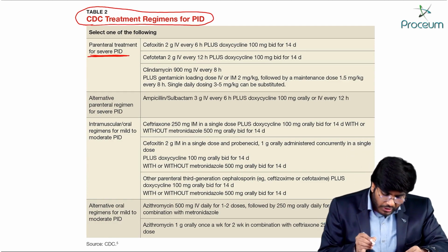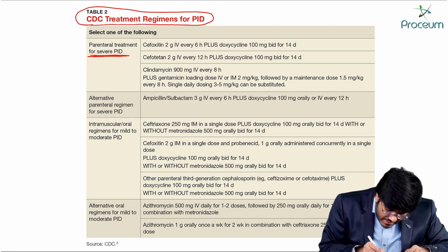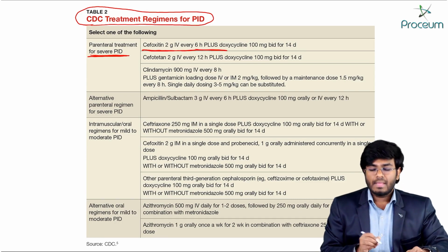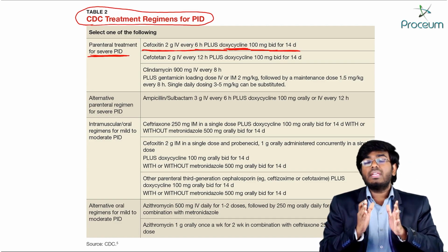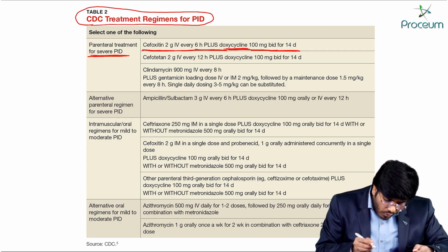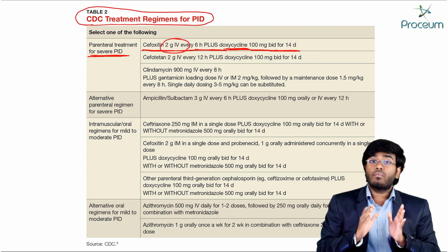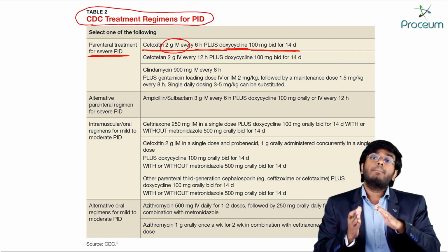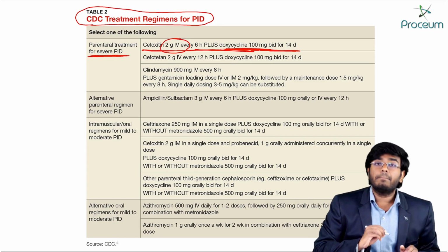What are they? You have to give 3rd generation cephalosporins. One is cefoxitin 2 gram IV every 6 hours, plus you should add doxycycline 100 milligram BD for 14 days. Means for 14 days what you should give? You should give this 3rd generation cephalosporin cefoxitin 2 gram IV every 6 hours, for 14 days, every 6 hours you have to give. Plus you have to add this doxycycline 100 milligrams BD.